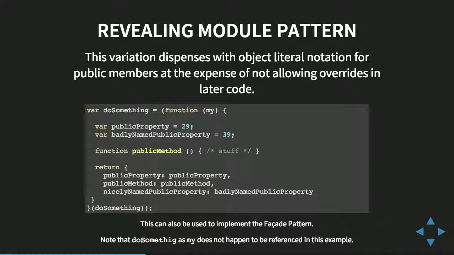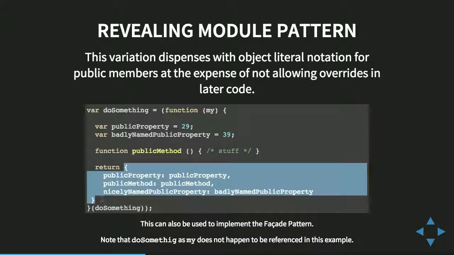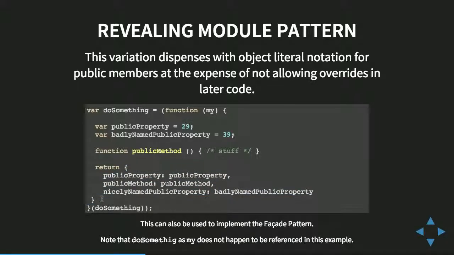The revealing module pattern dispenses with the object literal notation for public members, and this is one of the gotchas, at the expense of not allowing overrides in other code. So what this does is it returns, instead of setting my equals an object and then setting my dot something, now you're returning the object literal directly. Some people like to see it this way because now you have your public property here and your inside one is here.